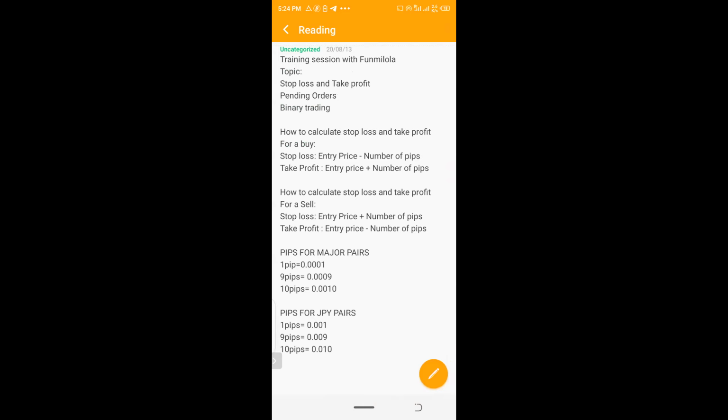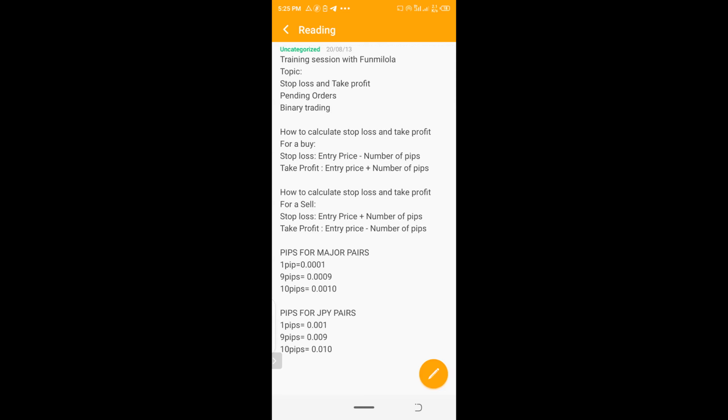Okay, great. So like I said, the pip is the 4th number after the decimal point for major pairs. Now look at my screen. For 1 pip, it is simply 0.0001. 9 pips is 0.0009. Now, when I'm talking about 10 pips, it is 0.0010.